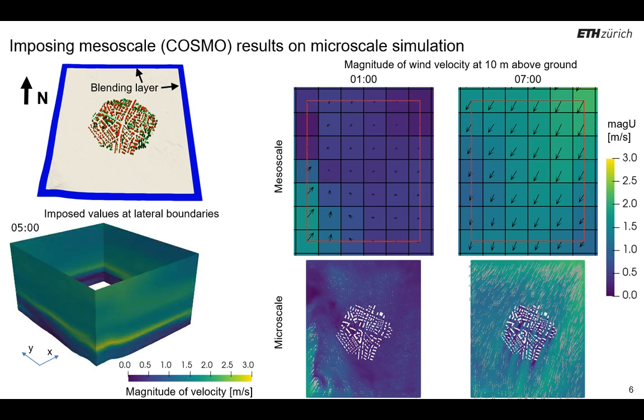Here you see finally the mesoscale, and how we impose the mesoscale values. Here you see the wind speed at the lateral boundaries. We also do the same for temperatures. We impose in this blending layer sources and sinks for momentum and heat. And then these are snapshots at mesoscale. You see the resolution of the mesoscale simulations, and then the resulting simulation at the microscale.